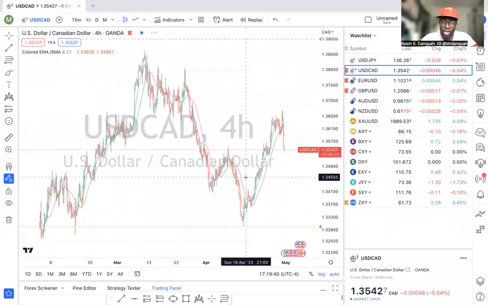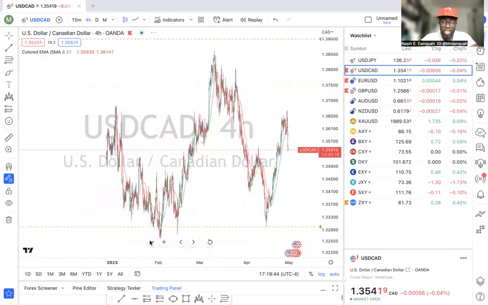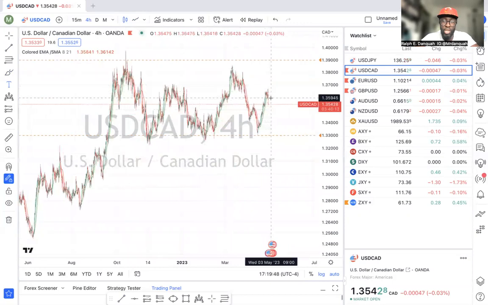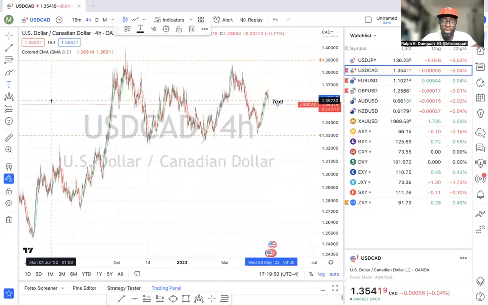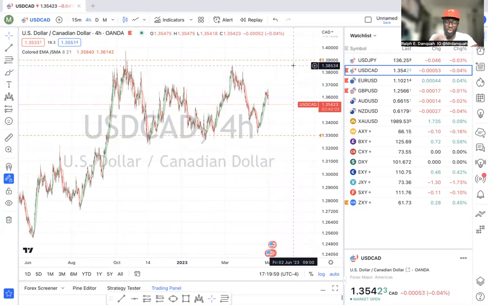That's how I feel about UCAD. So UCAD overall, right? It's consolidating. So I'm not really gonna do much to it. I'm gonna wait for it to break on the upside or on the downside right before I get in. So I have alerts here and alerts here at 133 and at 139. Right in between, I'm not sure unless you're trying to scalp it. This is a great scalping market, right? So if you want to scalp it, 15-minute time frame, you're good to go.